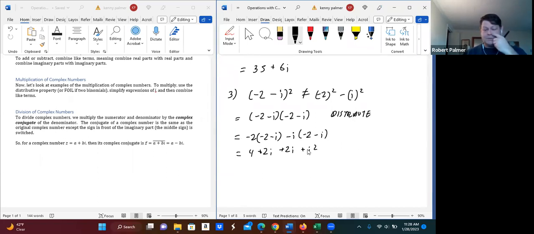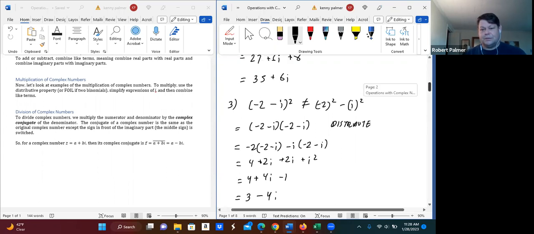Okay, so as you can see, FOIL can be a little bit quicker if you do it, but it works either way. So as we did before, let's combine our like terms. So we have 4. We combine our i terms. That's going to be plus 4i. And then remember that i squared is the same as negative 1. So combine that, then we have 3 minus 4i. Okay, so that's our result.